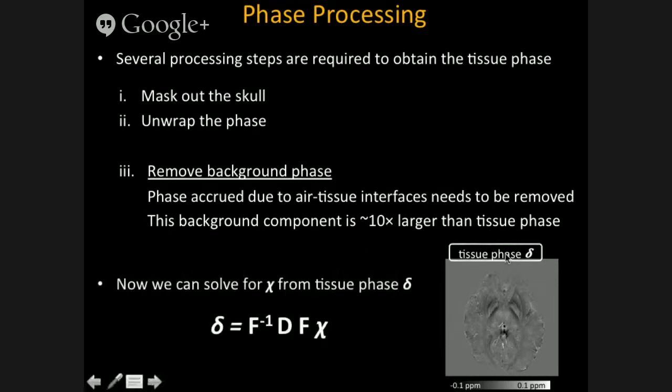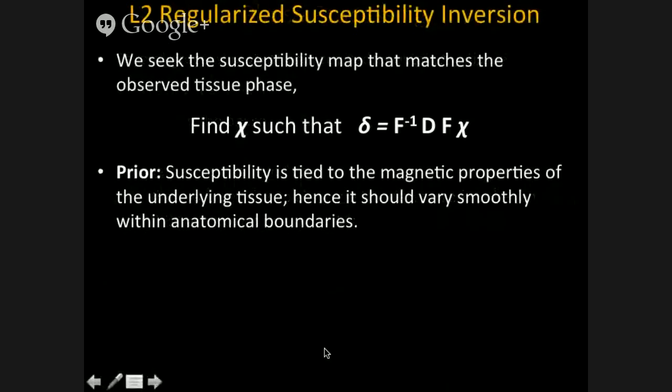And you can see from the scale that it is about 10 times smaller than the background component. So it is this tissue phase that we were interested in, and we will use this to try to solve for the underlying susceptibility distribution. Again, we would like to find the susceptibility that matches our phase. And we can use some prior information while doing this. And it is that the susceptibility is tied to the underlying tissue's magnetic properties. So it should vary smoothly across space.